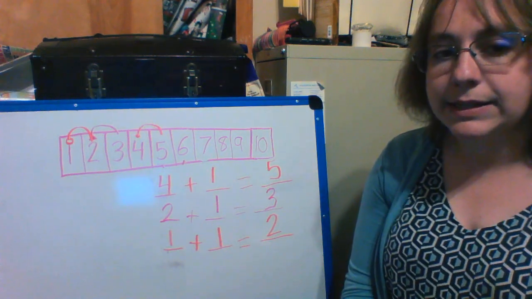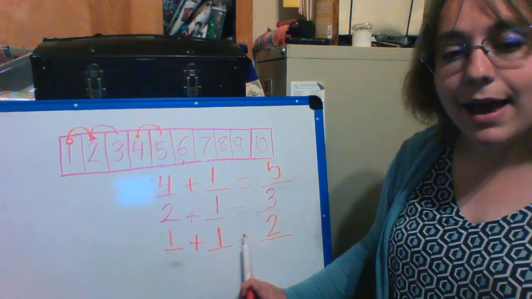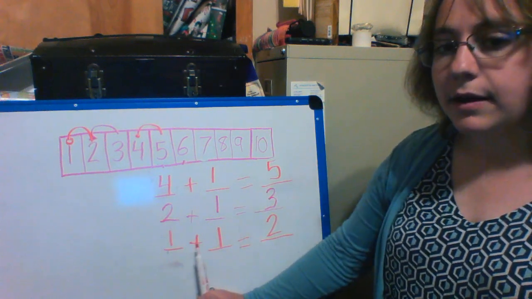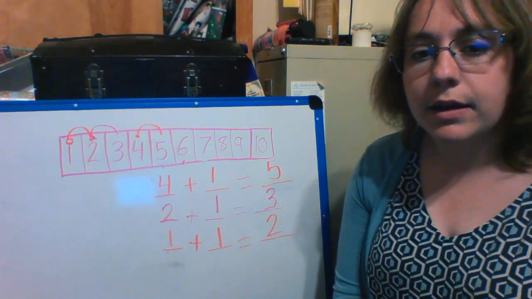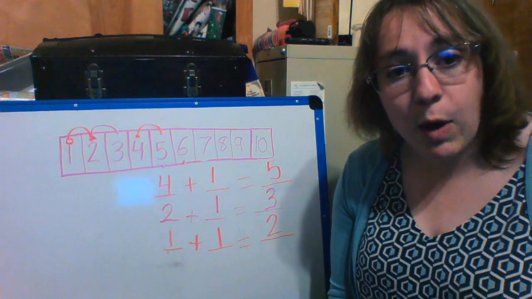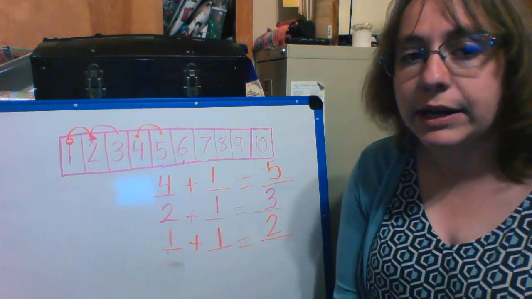Everyone say that number sentence with me. 1 plus 1 equals 2. Let's do that again. 1 plus 1 equals 2. Okay, so we've done this 3 different times. I wonder, do you guys notice any patterns? Do you see a pattern that's going on here?